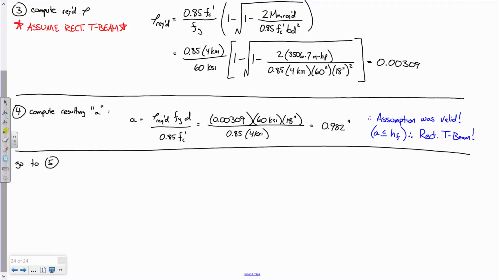And what is step 5? Compute AS. AS required is just rho BD. And that is just 0.00309 times 60 inches. We're only counting on the part of the slab that's effective, okay? Only the 60 inches times 18 inches. Say it again. 3.34 square inches.